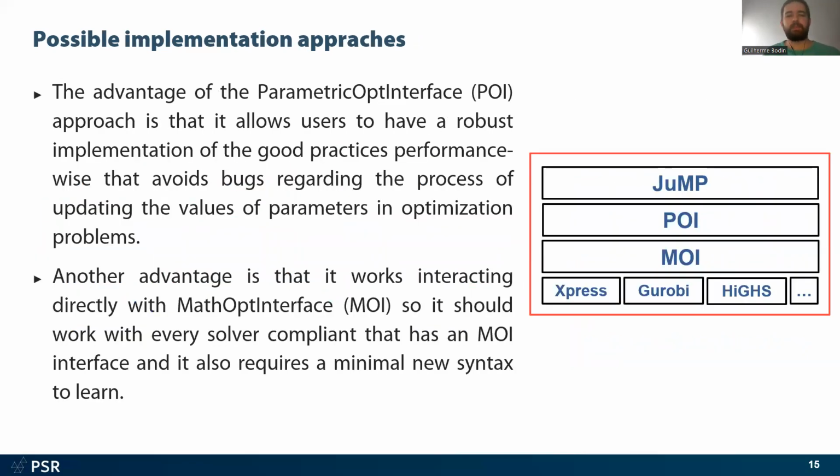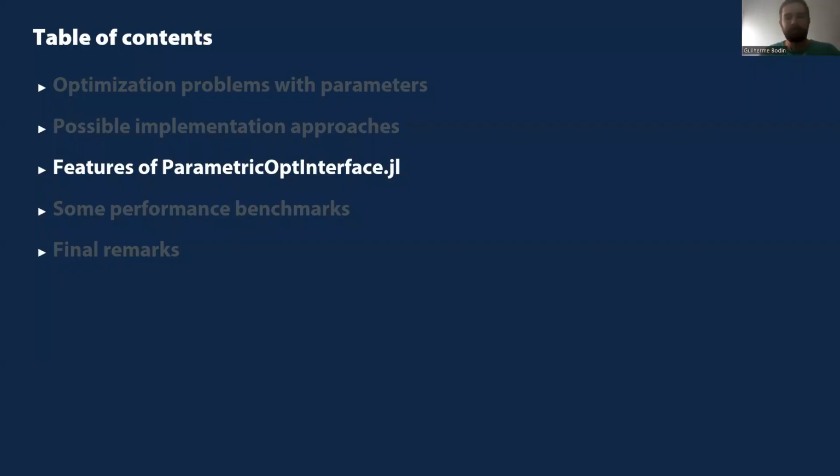Well, the advantages of using the ParametricOptInterface approach is that it allows users to have a robust implementation of good practices, such as performance-wise, and avoid bugs regarding caches and the process of updating the values of parameters. Another advantage is that it works interacting directly with MathOptInterface, so it should work with every solver compliant with MathOptInterface. And it also requires very minimal new syntax to learn if you are already used to the JuMP way of declaring your problem and so on.